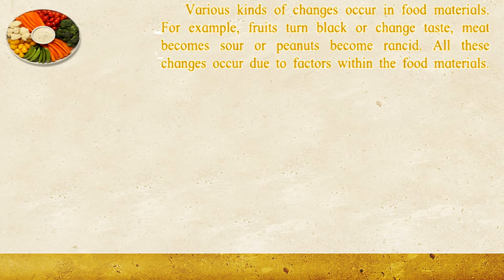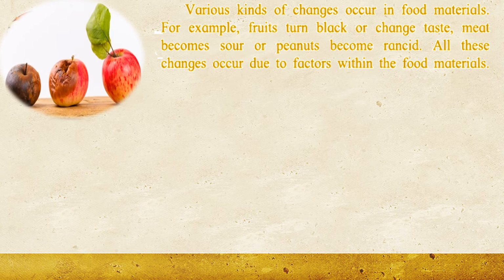Various kinds of changes occur in food materials. For example, fruits turn black or change taste. If you talk about mango, everybody likes mango. When a mango becomes too ripe, or if it is kept in your house for many days and nobody eats it, you will notice that it starts to turn black. If you cut it and try to eat it, you won't be able to, because its taste also changes.